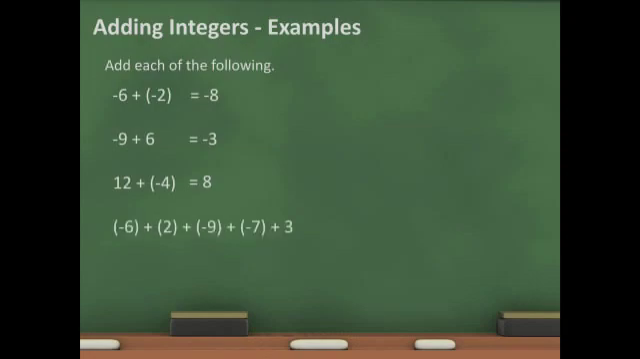We're going to add -6 plus 2 plus -9 plus -7 plus 3. If you wish, we can reorder the numbers to make the addition easier. You could group the positive numbers, 2 and 3, and group the negative numbers, -6, -9, and -7. We'll add each group of numbers. The 2 plus 3 will give us 5. The -6 plus -9 plus -7 is -22. We'll then add 5 plus -22 to get -17.